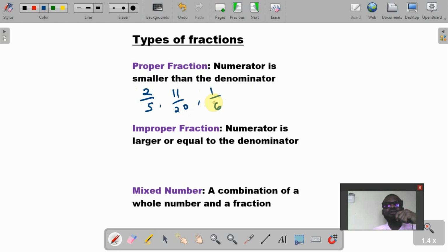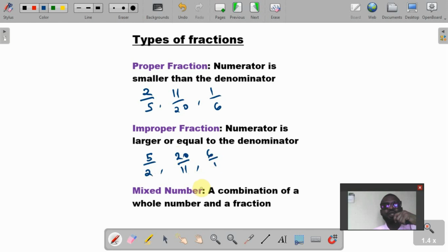Then the opposite of proper fraction is the improper fraction. It is the other way around. The numerator is larger. 5 over 2 is an improper fraction, 20 over 11 is an improper fraction, while 6 over 1 is also an improper fraction.